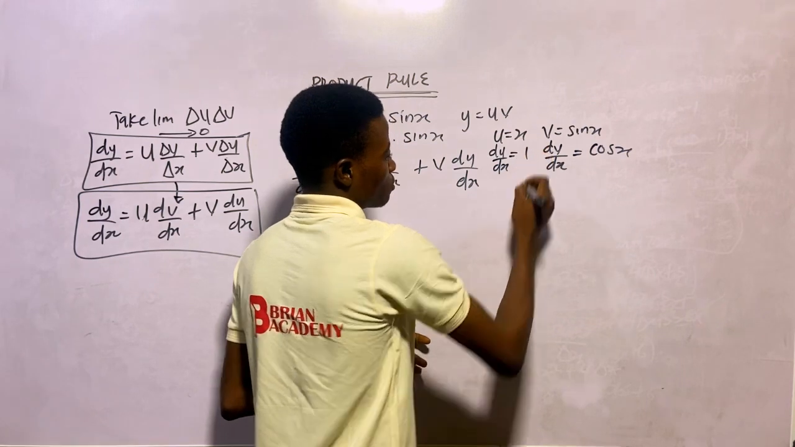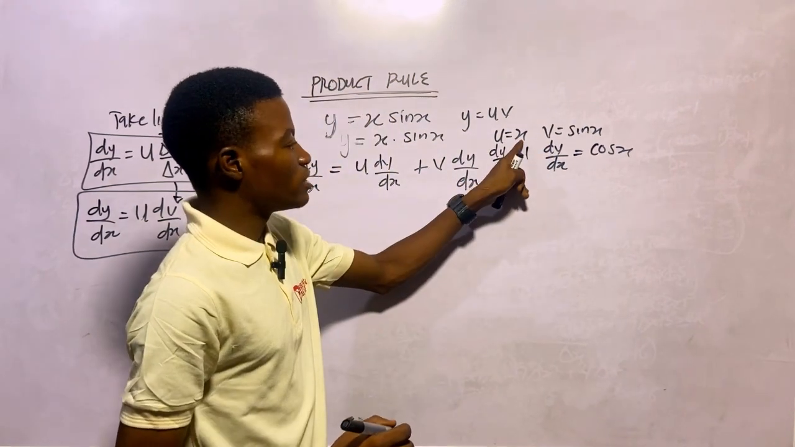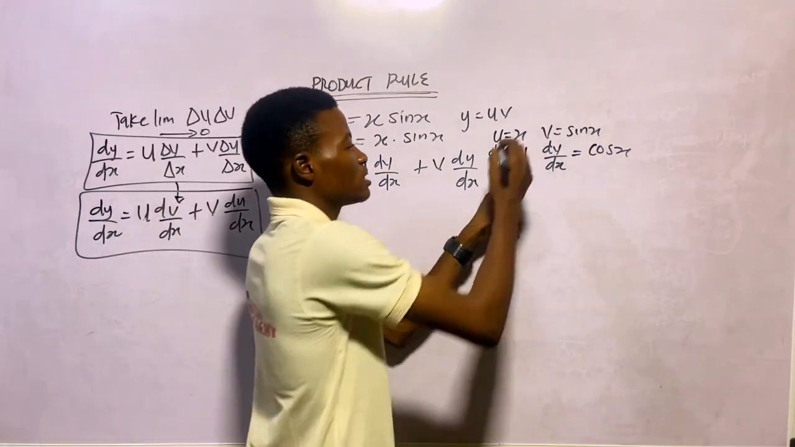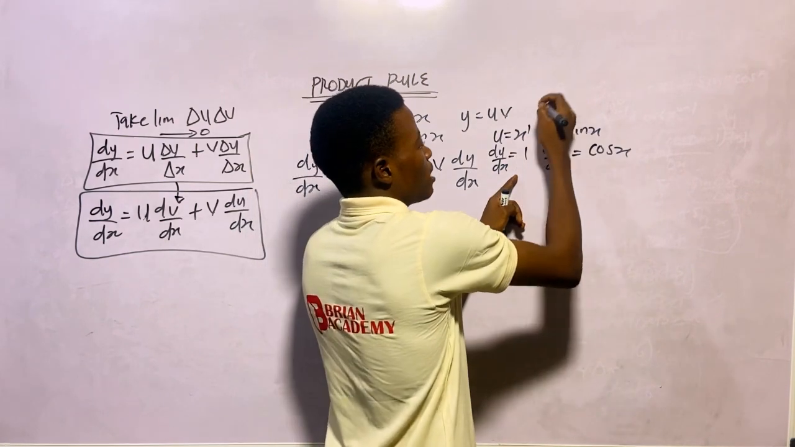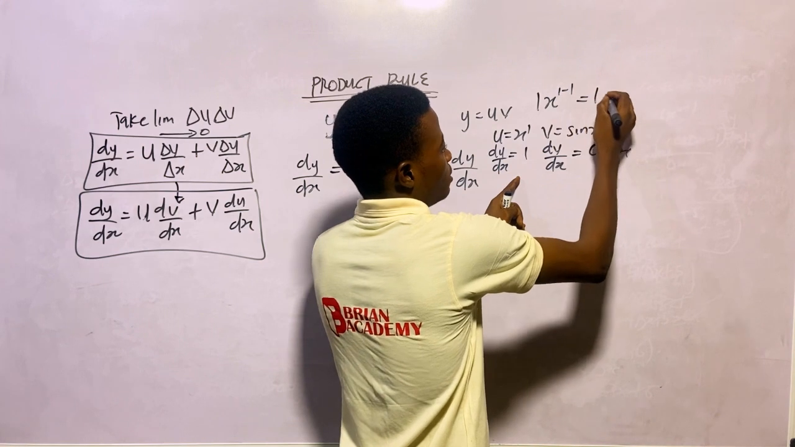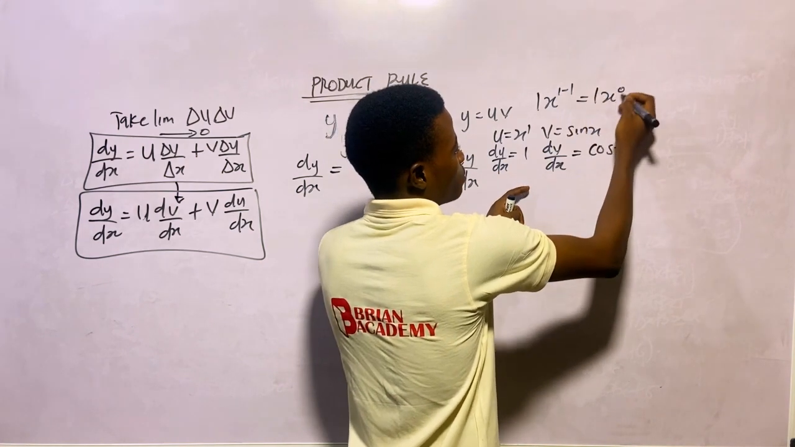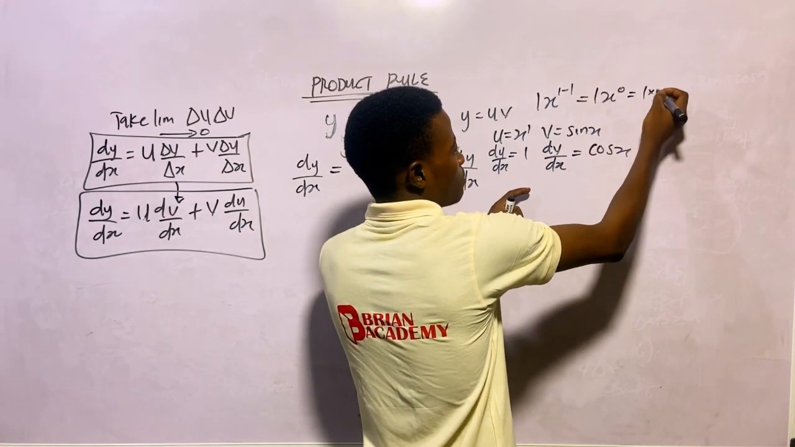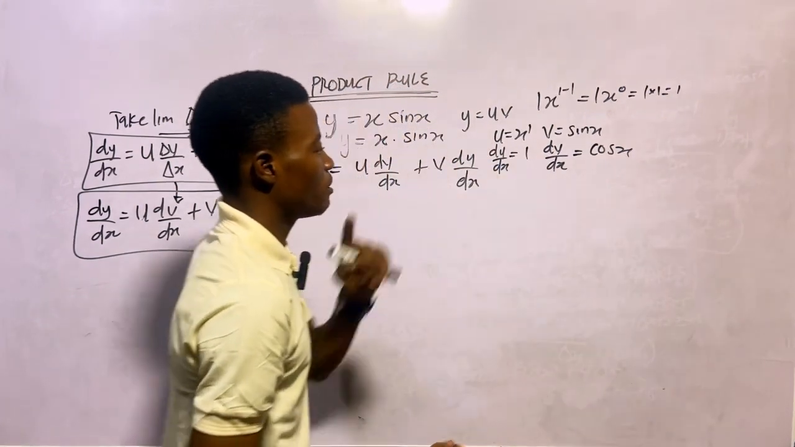So this is going to give me 1. Because whenever you differentiate x, it is 1. Because x is actually x to the power 1. Then that's going to be 1 times x raised to the power 1 minus 1. This is simply 1 times x to the power 0. Anything to the power 0 is 1. Then you're going to have 1 times 1, which is 1. So that's why we have 1 here.